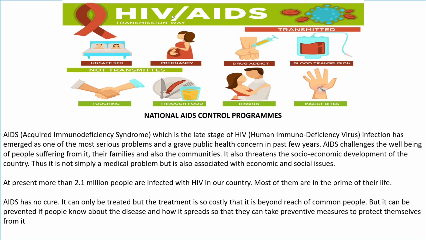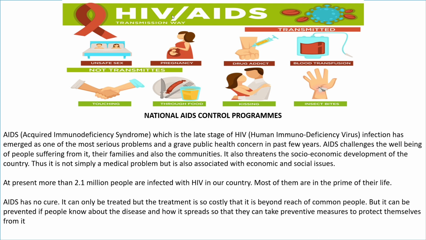Now, what are the ways by which HIV is not transmitted? When you touch somebody, hug somebody, or shake hands with somebody, HIV is not transmitted. Through food, when you are eating with somebody who is suffering from HIV, it does not mean you will also get HIV. When you eat from an HIV patient's plate or they eat from yours, HIV will not be transmitted.